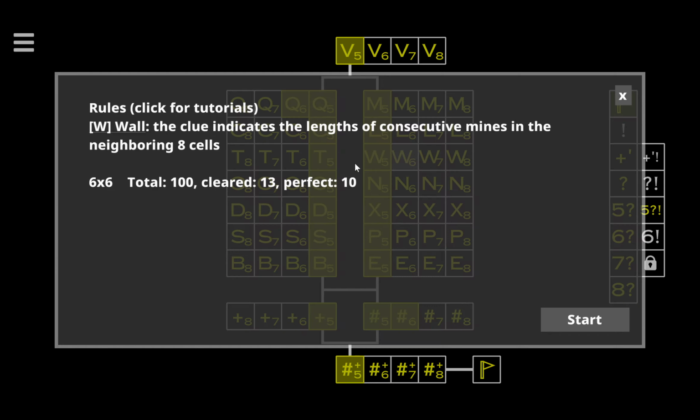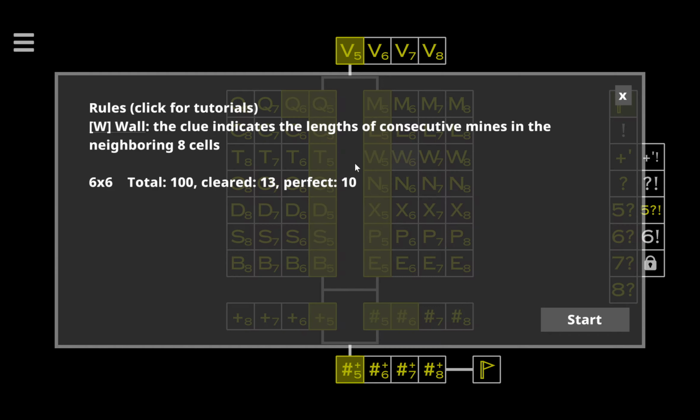Today we're going to be covering Wall, and oof, looks like my perfectly clear ratio on this one is not great. That's okay. The way that Wall works is it indicates the lengths of consecutive mines in the neighboring 8 cells. If you've ever played the logic puzzle Tapa, it works the same way as that.